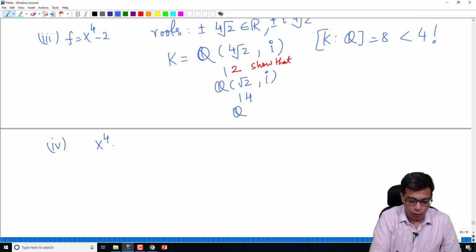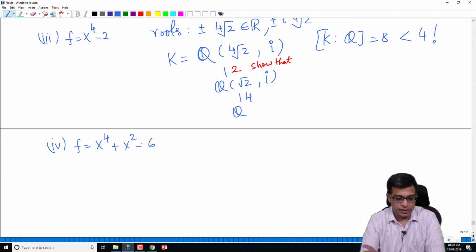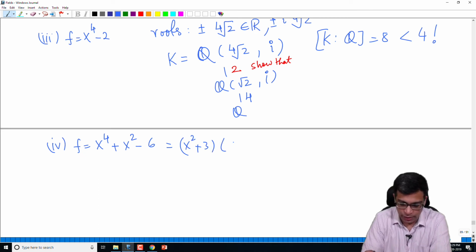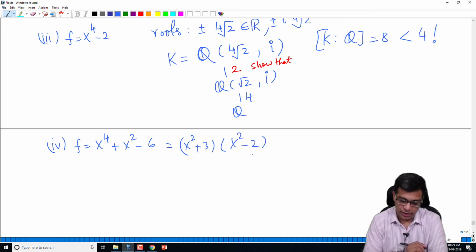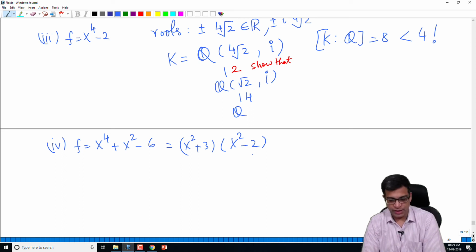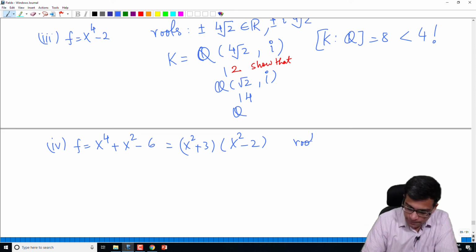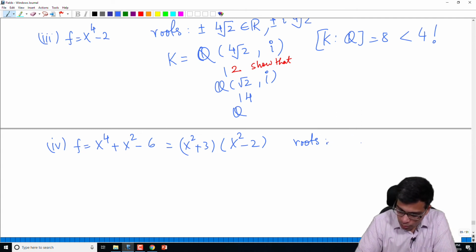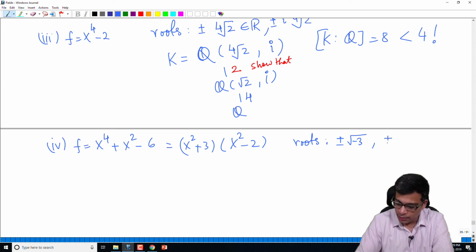What about x power 4 plus x squared minus 6? So here it's a degree 4 polynomial, but if you think about this, it actually splits as x squared plus 3 and x squared minus 2, right? Correct. So this is the factorization. So the roots are, x squared equals minus 3, so plus minus root minus 3 and plus minus root 2. These are the four roots.